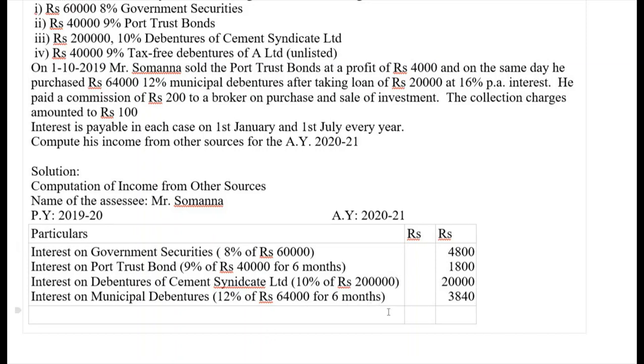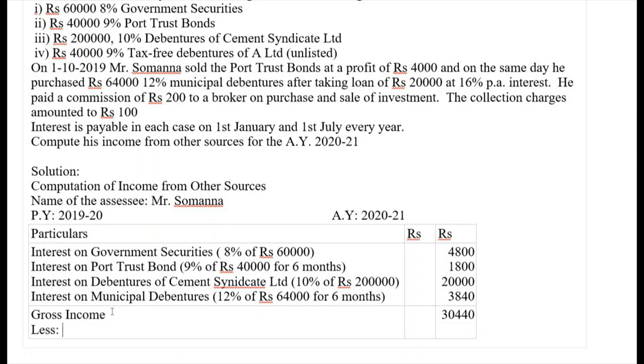So then let us take the total here, so that I hope there are no other investments remaining here. So 3,840 plus 20,000, 1,800 plus 4,800, which comes to 30,440. This is the gross income here. So gross income comes to 30,440. Now let's deduct here.